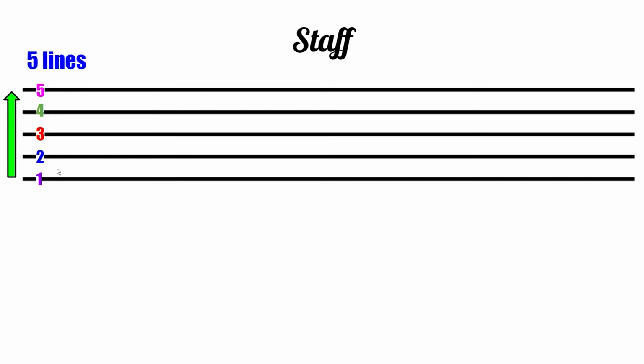Now, between these lines are what we call spaces. And in the staff, there are 4 spaces, also counting from the bottom. 1, 2, 3, 4.